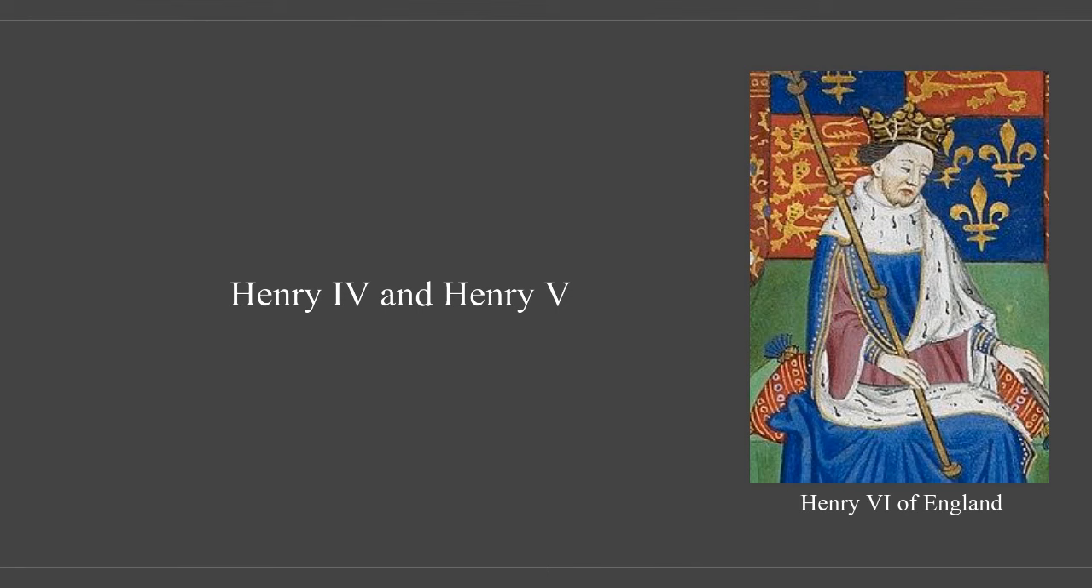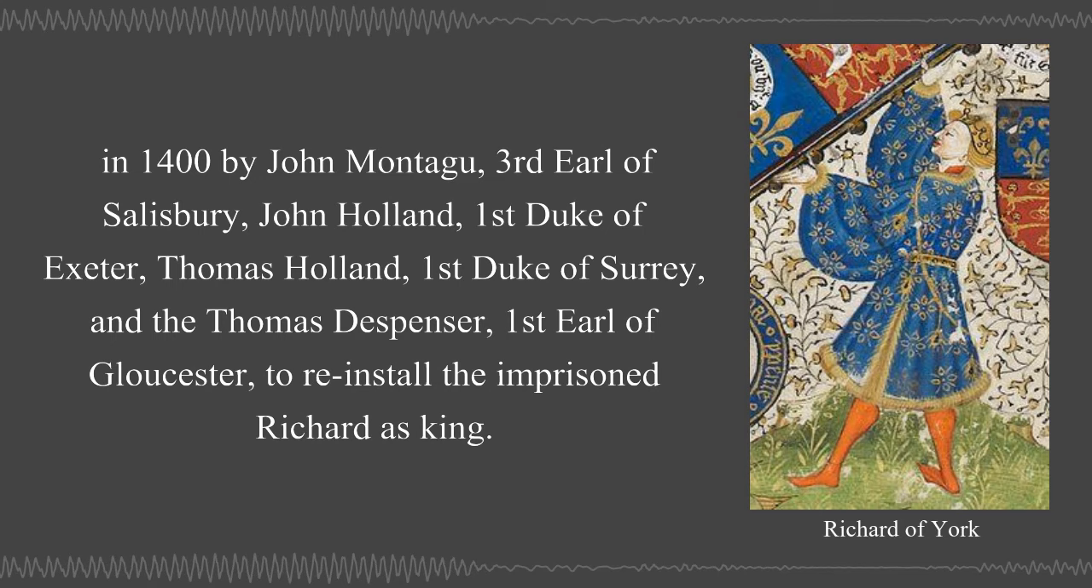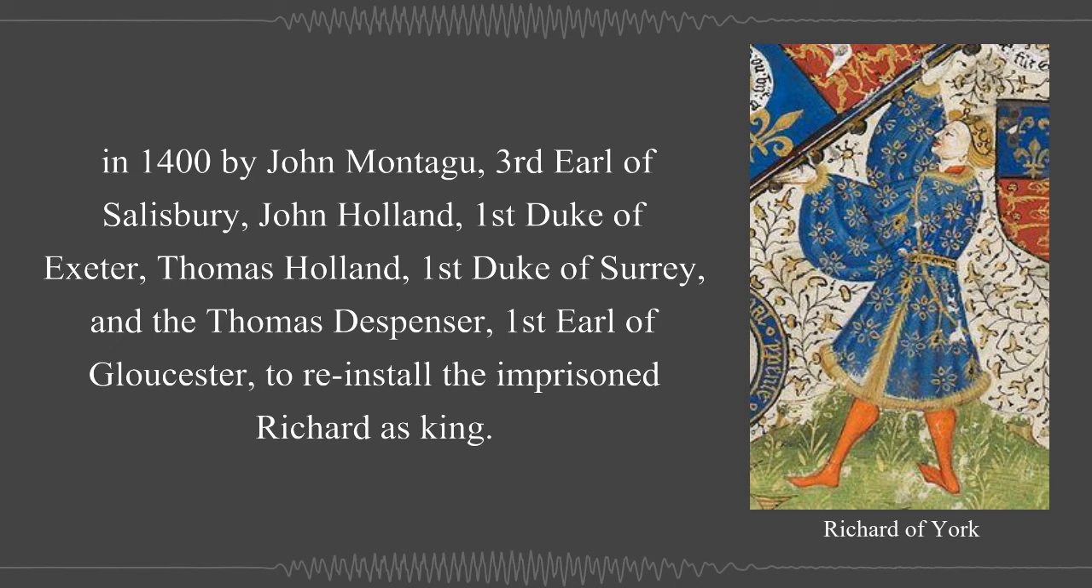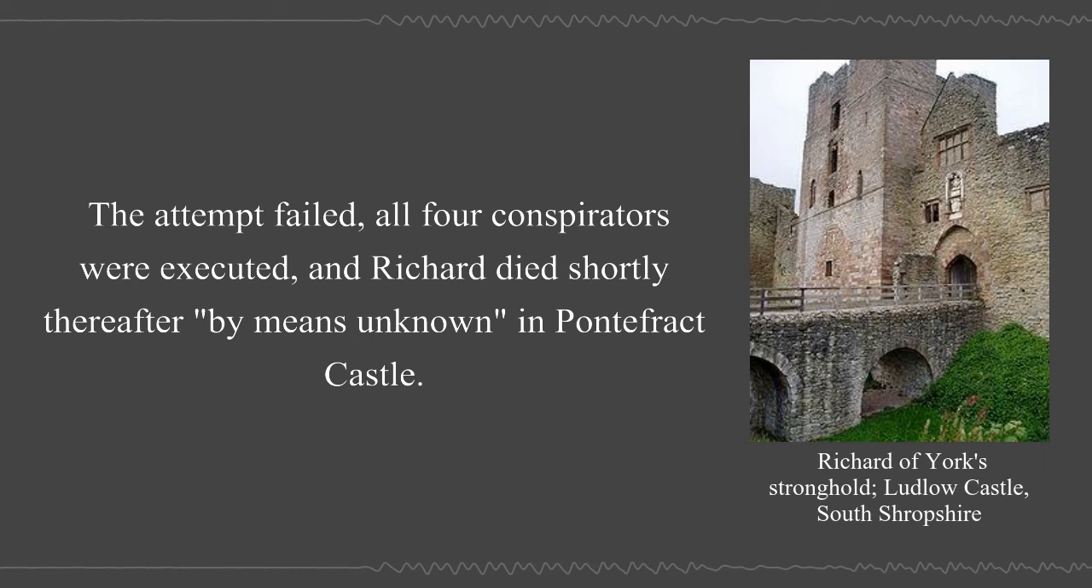Almost immediately after assuming the throne, Henry IV faced an attempted deposition known as the Epiphany Rising. In 1400, John Montagu, 3rd Earl of Salisbury, John Holland, 1st Duke of Exeter, Thomas Holland, 1st Duke of Surrey, and Thomas Despenser, 1st Earl of Gloucester, attempted to reinstall the imprisoned Richard as king. The attempt failed, all four conspirators were executed, and Richard died shortly thereafter by means unknown in Pontefract Castle.